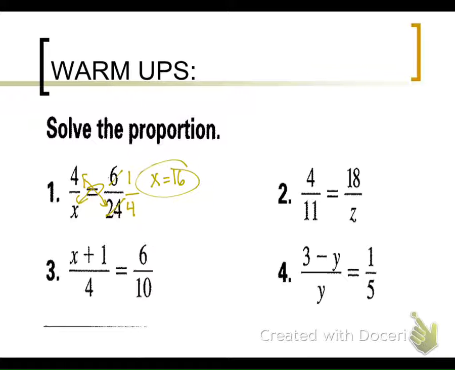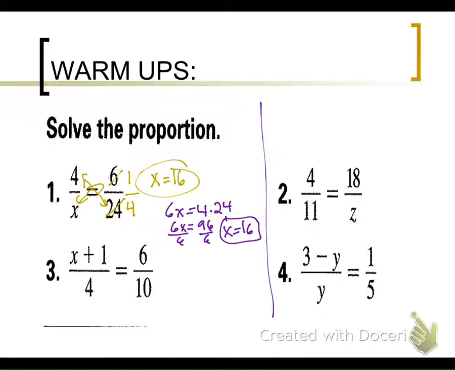Have done it that way. Yep. So you'd have 6x equals... What's 4 times 24? So then you'd have 6x equals 96. Divide by 6. X equals 16. So those were your two options. If we're going to do that, that's fine as well.